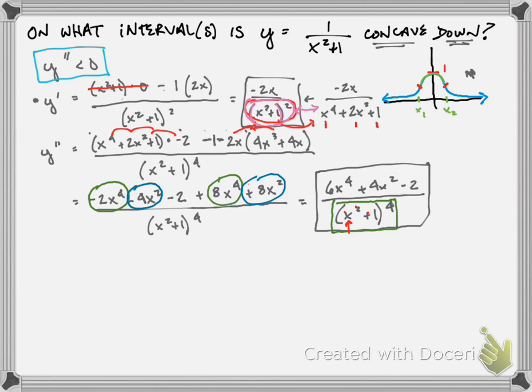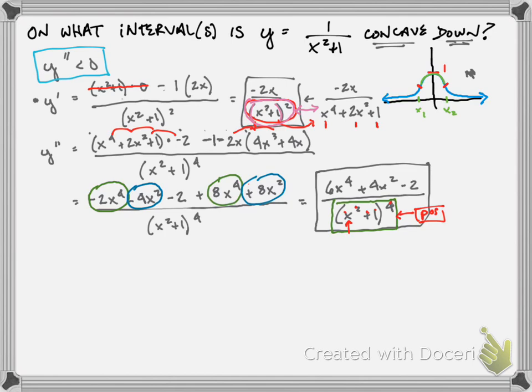If I put a negative value in for x, I get a negative squared, which is a positive, plus 1, which is still a positive, raised to the fourth, which is still a positive. And if I put 0 in for x, I get 0 squared, which is 0, plus 1, which is 1, raised to the fourth, which is still positive. In other words, my denominator, this piece, will always, no matter what, be positive. That's very important. If you don't get that, pause the video, rewind it 30 seconds, and reconsider. So the denominator will always be positive.